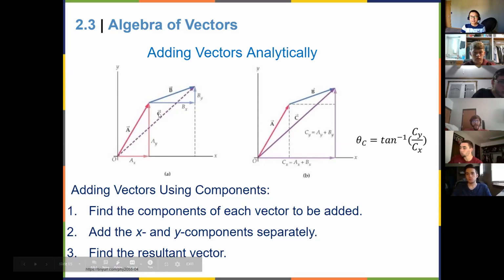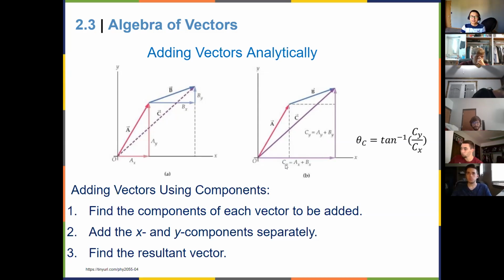So the new vector C, its X component should be equal to the X component of A, AX, plus the X component of B, BX, all right? So in this case, on the figure, the equation shown here: the X component of the new vector should be AX plus BX. And then its Y component should be AY plus BY, okay? So simply like that, you have the new XY components for the new vector, CX and CY.